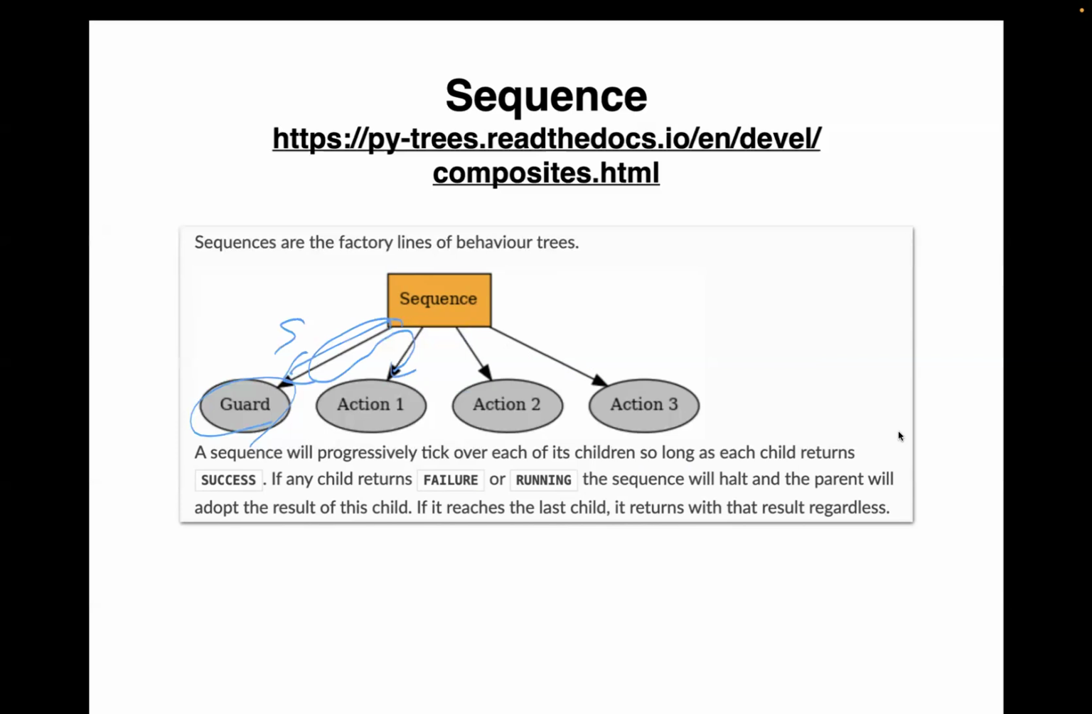And if the next function, in this case action one, returns running, it will halt, meaning it will loop executing action one. And once action one returns success, then it can move to the next function, which is action two. But what if action two returns failure? If failure is returned, the sequence will be stopped or terminated, so action three will never be executed. So this is the point of the sequence.